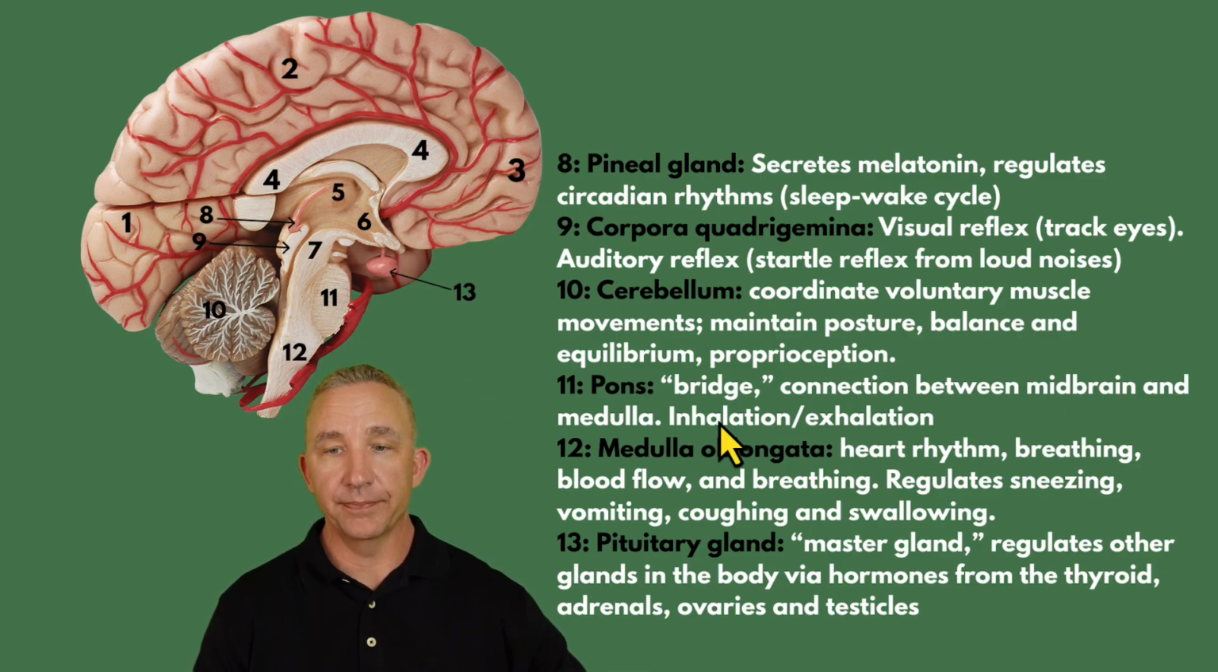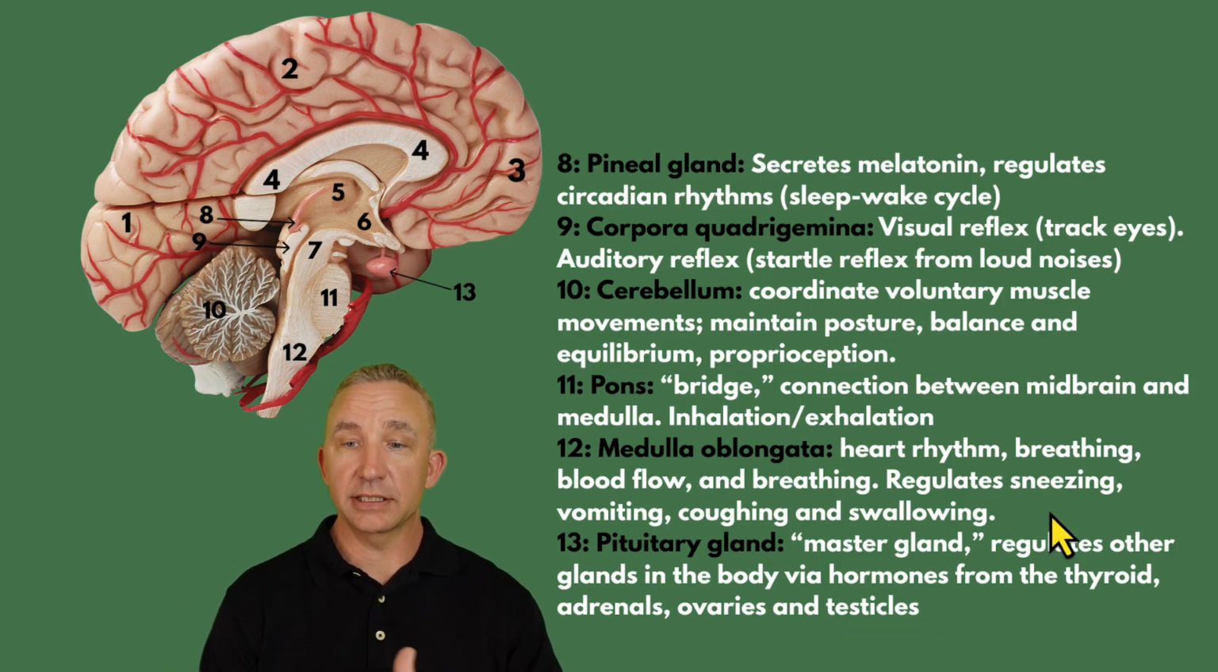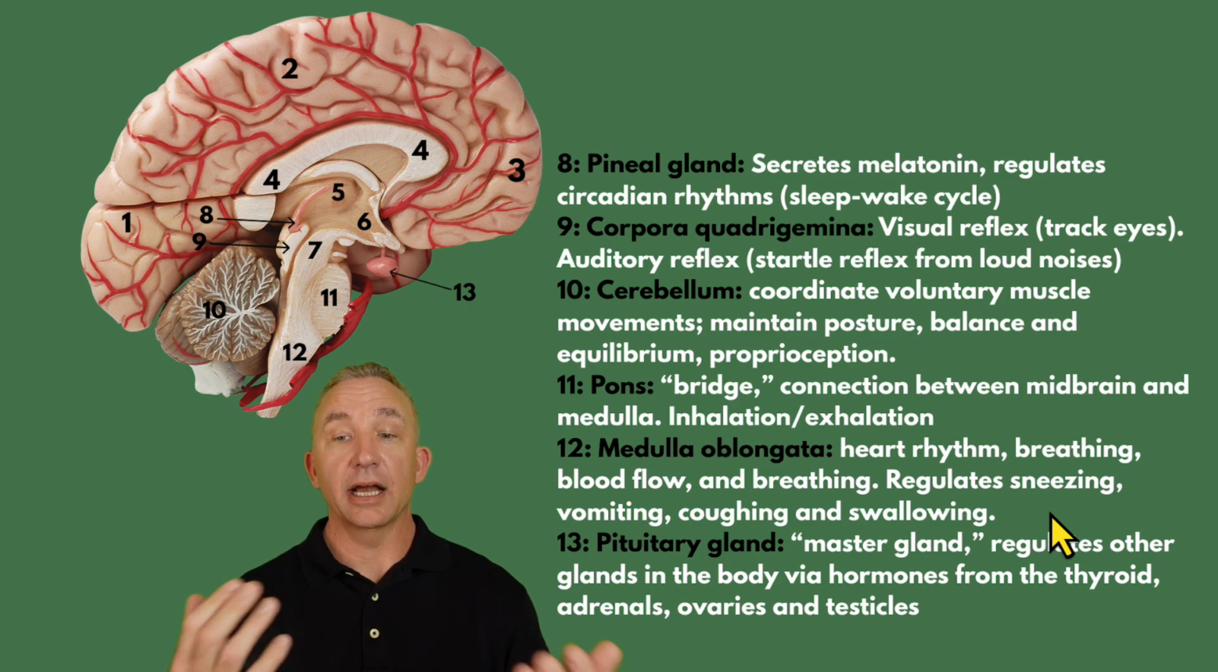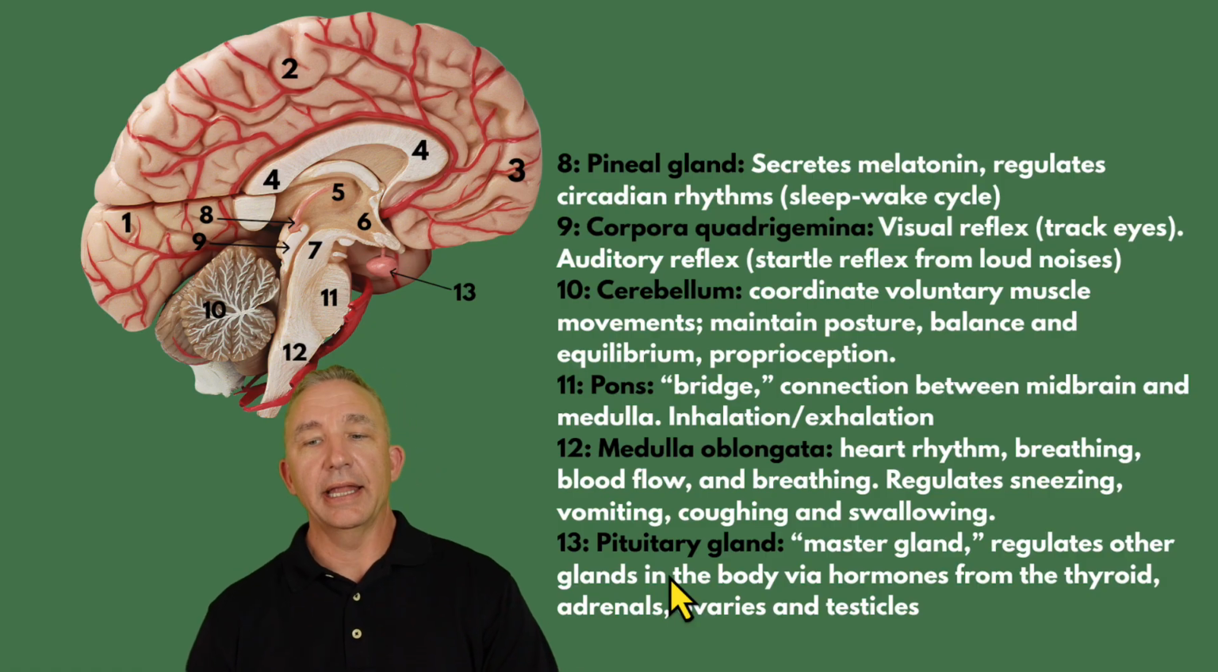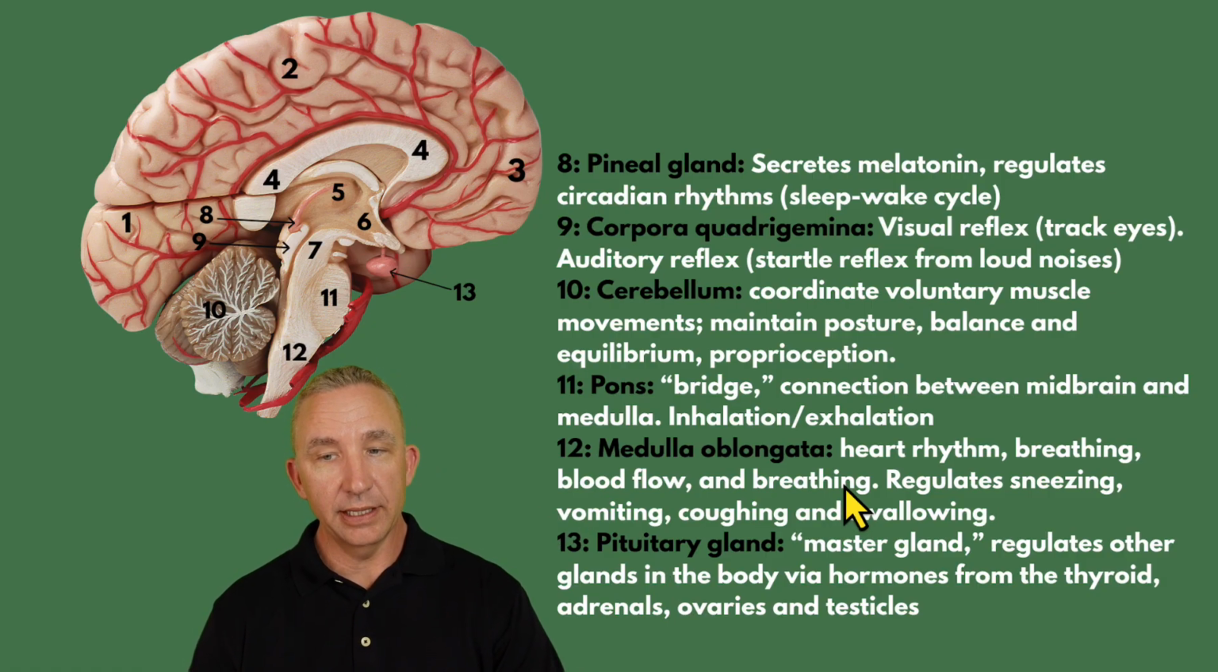The pons helps with some of our breathing, inhalation, exhalation, but it's another connection as we're going up and down through the brainstem. Medulla oblongata, I always feel like handles some of our crazy stuff. So it handles some of our sneezing, our vomiting, our hiccuping, our swallowing, our coughing, the crazy stuff that all our body does. And then we'll look at some of our breathing as well in conjunction with the pons.